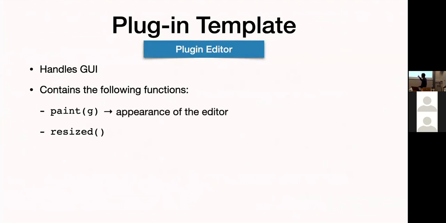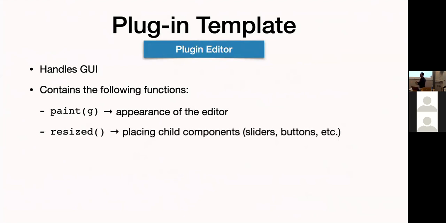So the paint function determines the appearance of the editor. So you can draw rectangles, lines, whatever. You can basically paint the background of your plugin. And the resized function is where you generally place your child components. So you place sliders, knobs, other components. You place them in the plugin using the resized function.